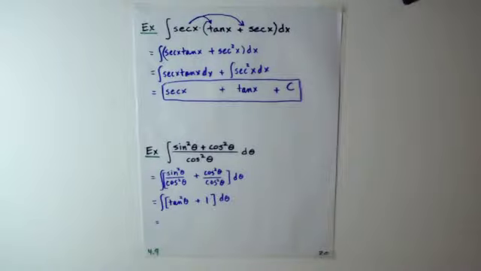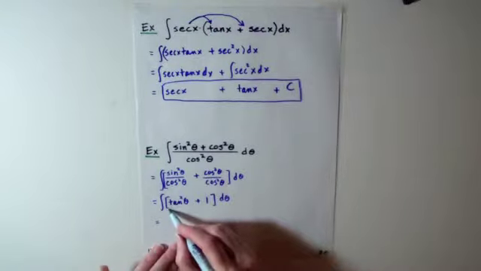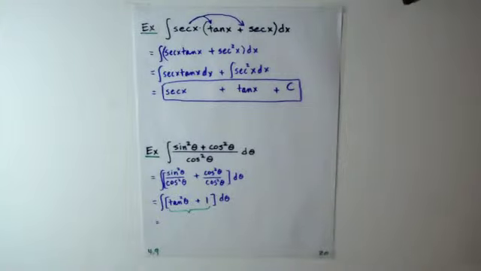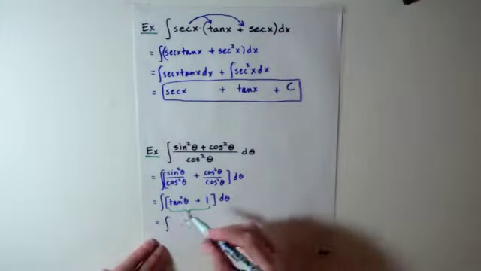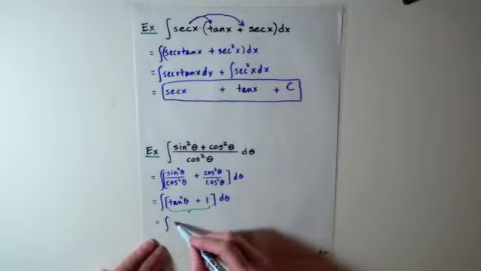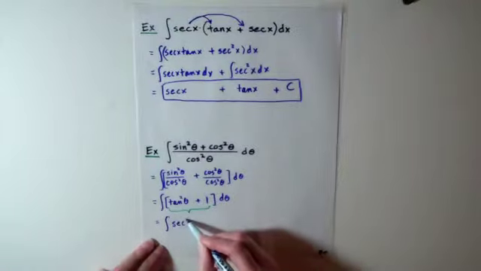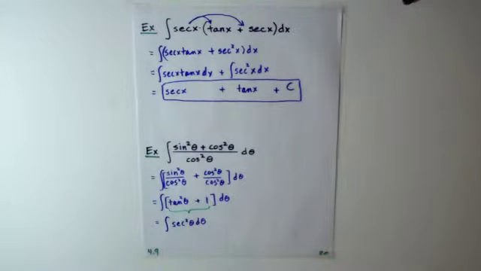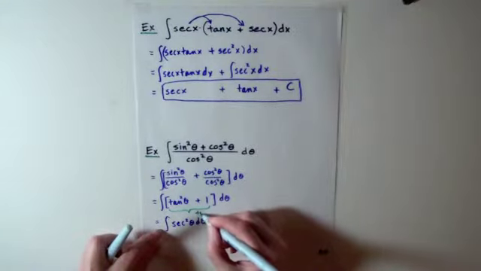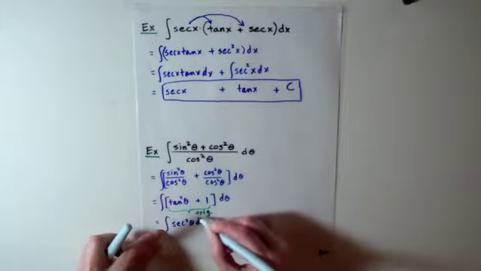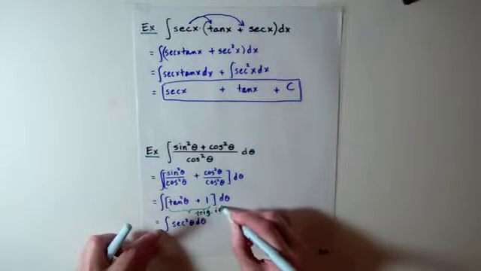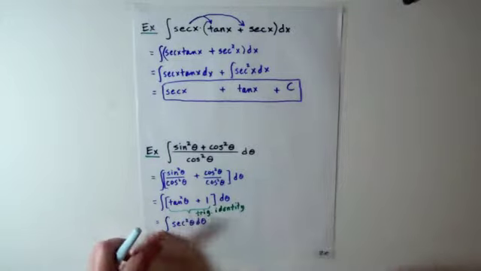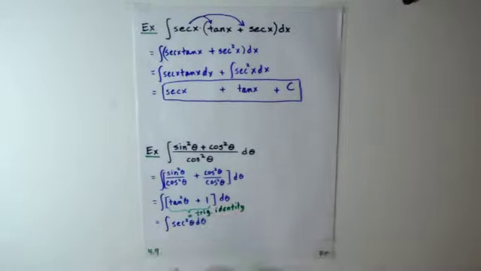But we could actually do this if you remember that there is a trig identity that says the following. Tangent squared theta plus 1 is the same thing as secant squared theta. That's a trig identity from back in trig, or you may have seen it in pre-calculus, that those two things are the same for any angle theta. So these two things are equal.